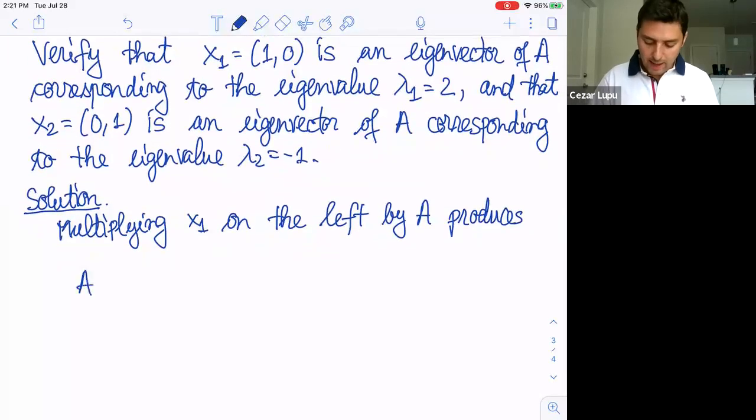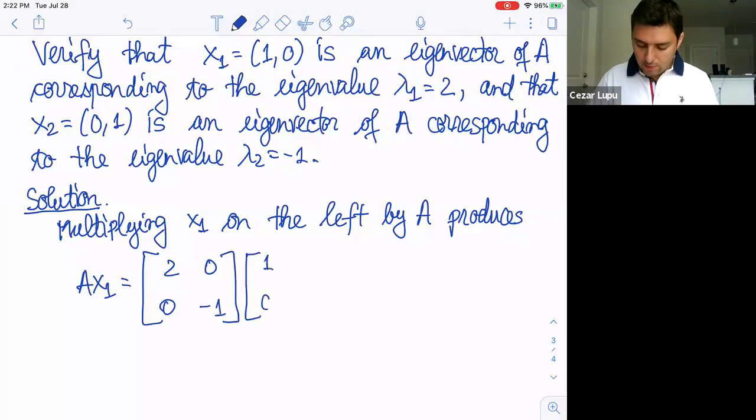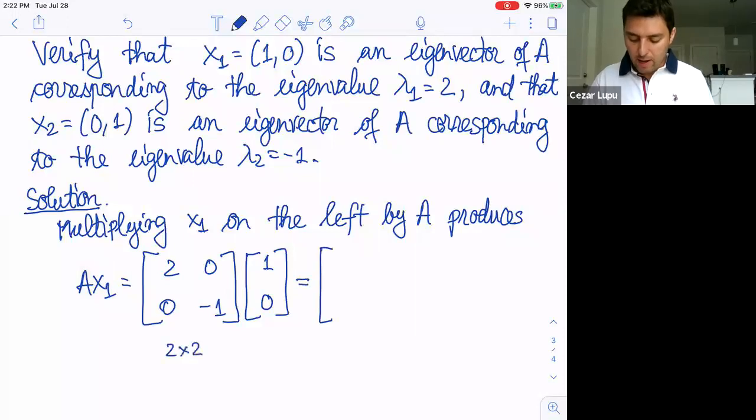So it will produce, let's see, Ax1 will be the matrix 2, 0, 0, negative 1, multiplied by the vector 1, 0, right? And now, once we multiply this, keep in mind this is a 2 by 2, and I'm multiplying by this column vector, so it will be 2 by 1, and the result will be what? Based on the multiplication of matrices that we have learned so far, it will be again a 2 by 1, so I should expect a 2 by 1. Okay. I want you to do the multiplications and you tell me what do we get? What vector do we get?